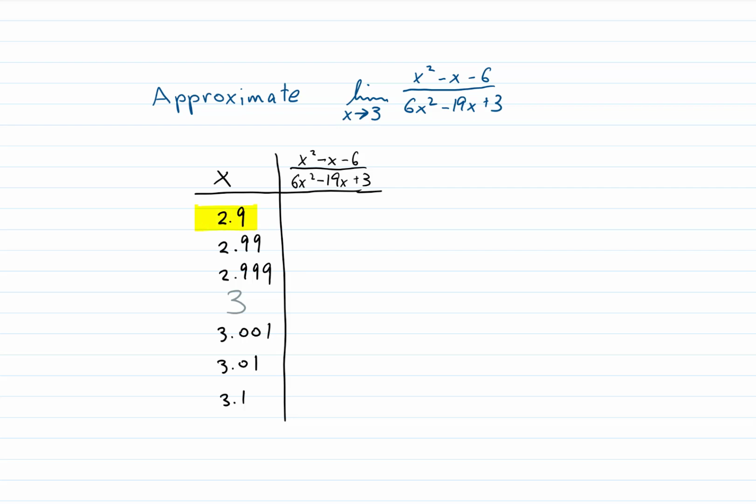Take 2.9 and plug it into here, and you would get 0.298780. That's 6 decimal places. I'm going to stop there. Now take 2.99 and plug it into here. And you're going to get 0.294569.